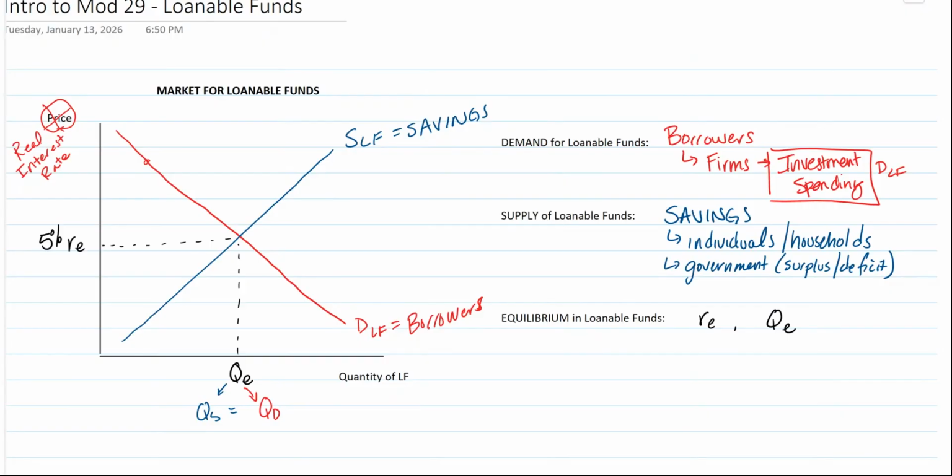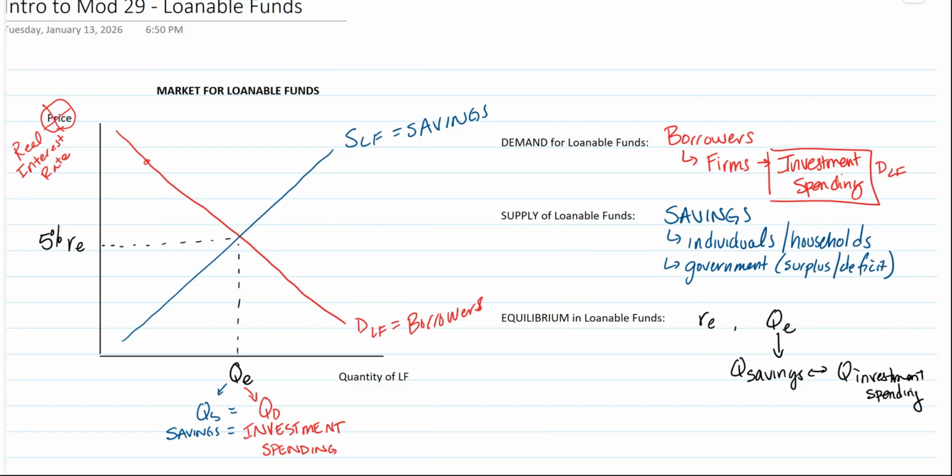And of course, what we know is that QS, as we just said, is savings, and our quantity demanded is borrowing, but we said that our borrowing is primarily coming in the form of investment spending. And so that means that at our equilibrium point, every dollar saved is turned into a dollar of investment spending. So this QE is both the quantity of savings that is occurring in the economy, and the quantity of investment spending by businesses that is happening in the economy.